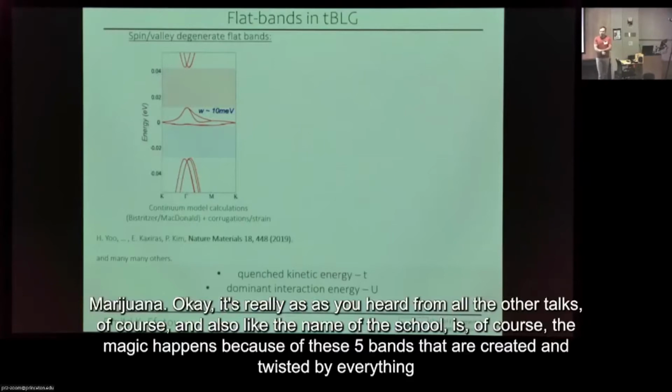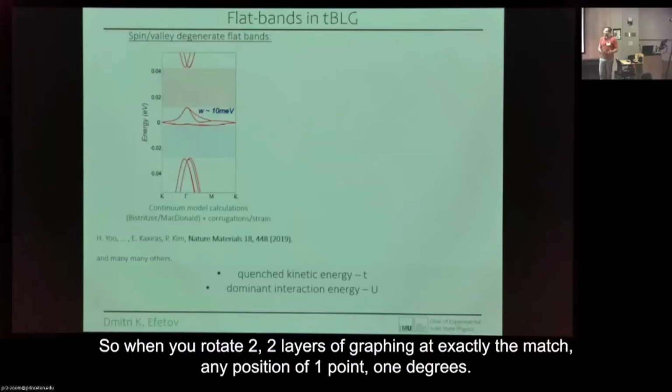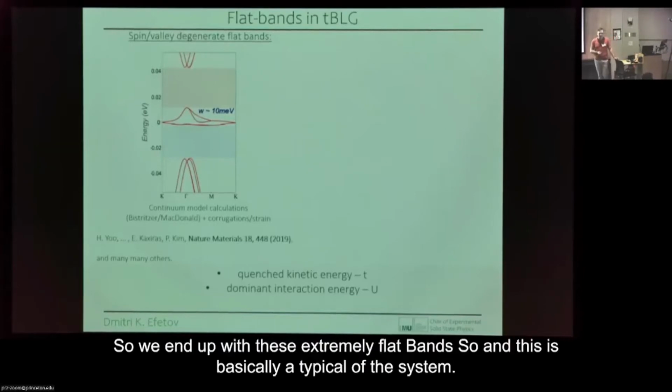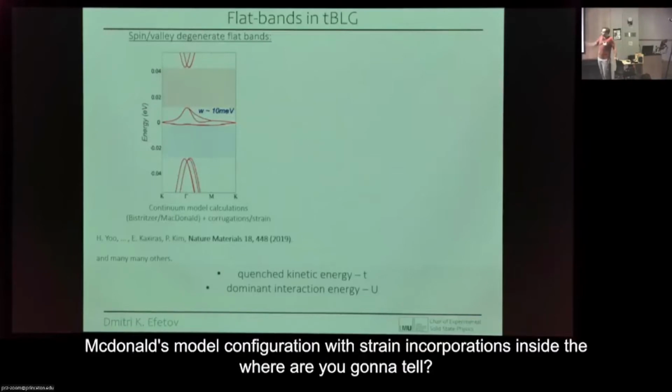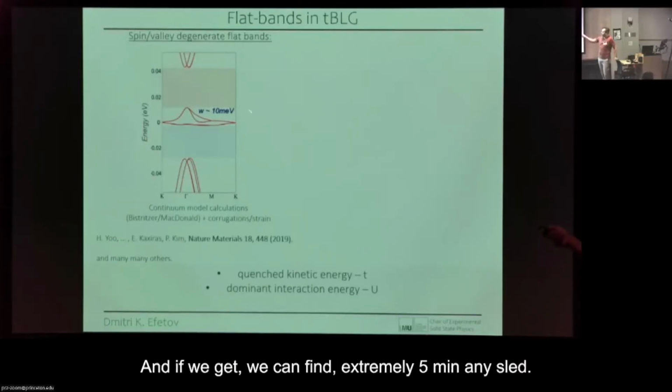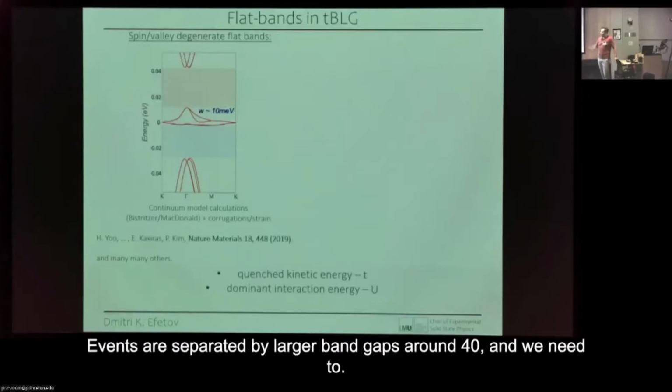Okay, and as you've heard from all the other talks, and as the name of the school suggests, the magic happens because of these flat bands that are created in twisted bilayer graphene. So when you rotate two layers of graphene at exactly the magic angle condition of 1.1 degrees, we end up with these extremely flat bands. This is a typical Bistritzer-MacDonald model calculation with strain and corrugations inside the Moiré itself. And we usually find extremely flat bands on the order of 10 meV. And these flat bands are separated by larger band gaps of around 40 meV from higher-order dispersive bands.